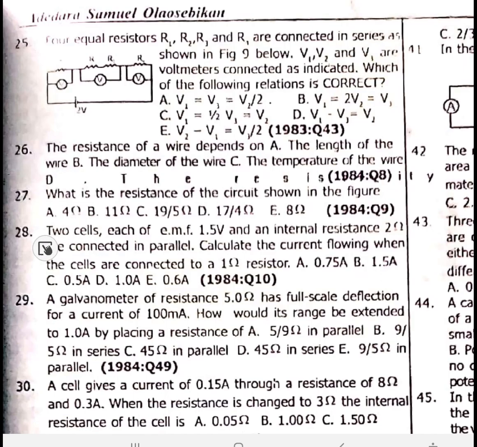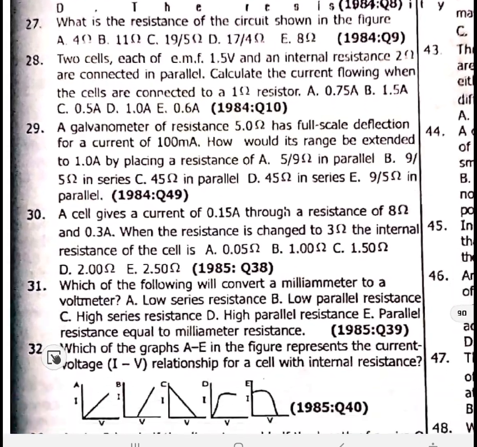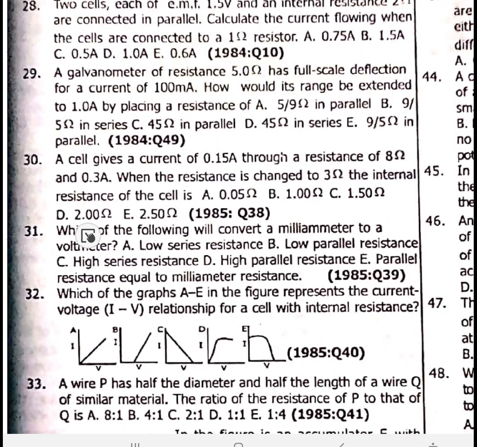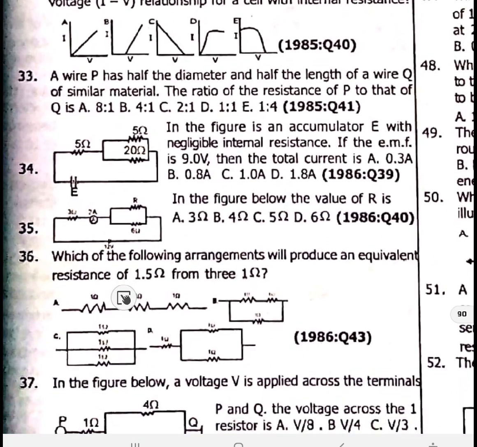Similar thing, 26, 27, 28, 29, 30, 31. Which of the following will convert a milliammeter to a voltmeter? Remember, high resistance connected in series. 31 is option C, connected in series. 32. Which of the graphs A to E in the figure represents the current voltage relationship for a cell with internal resistance? 32 is option C.